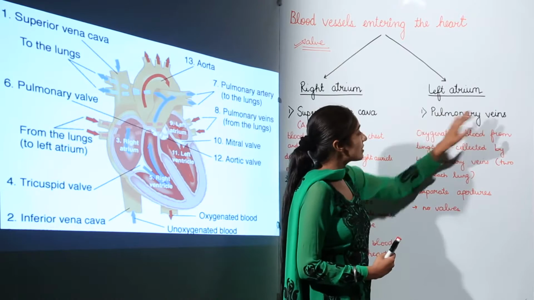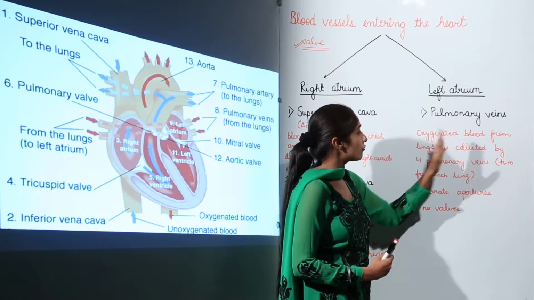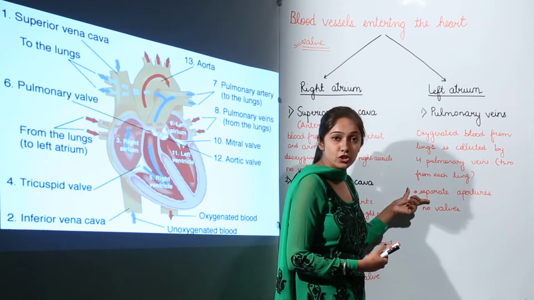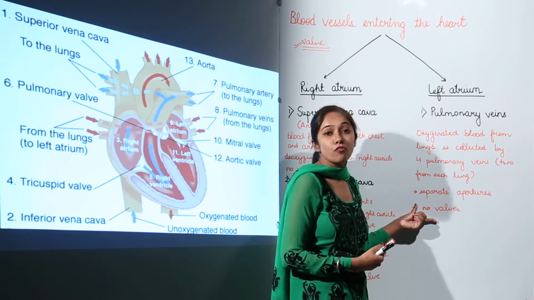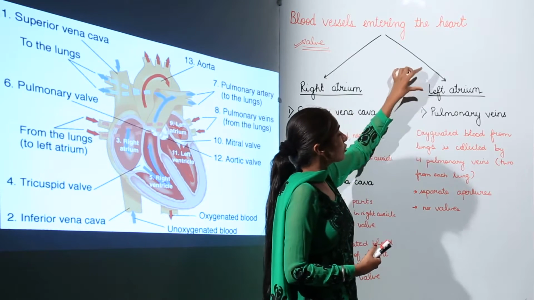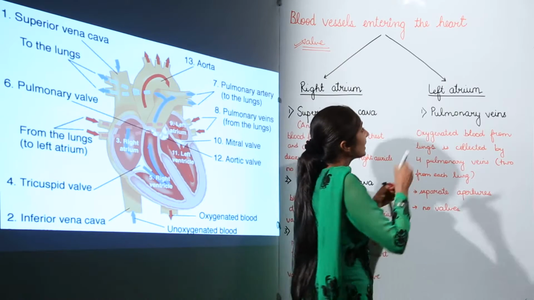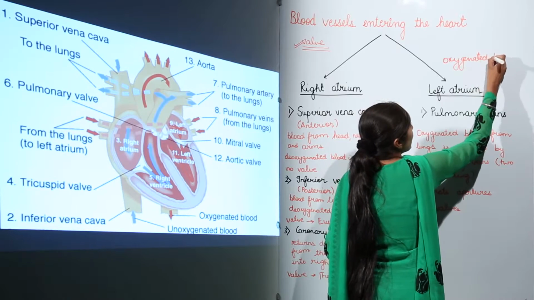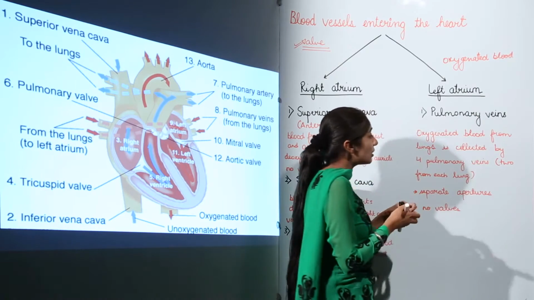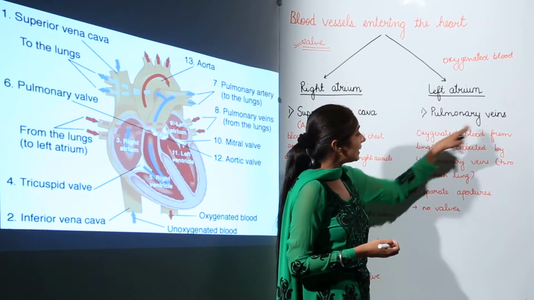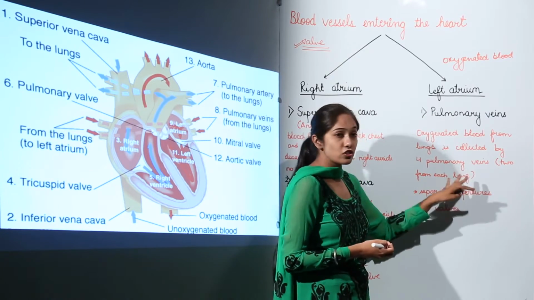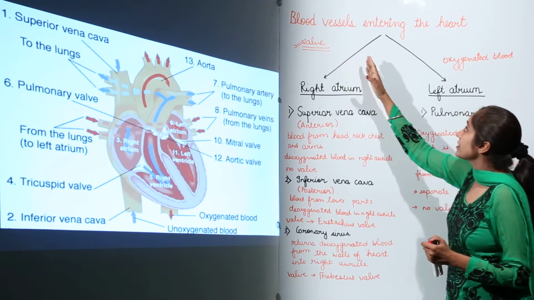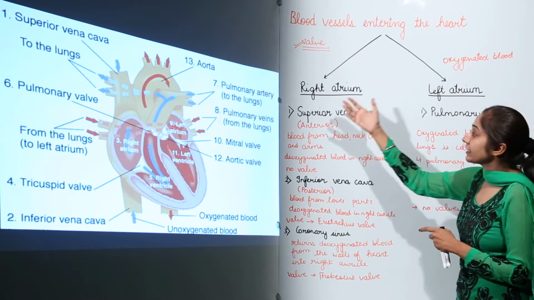So the pulmonary veins carry oxygenated blood from the lungs, two from each lung. They have separate apertures, but they have no valves, right? So remember, when we talk about the left atrium, we are always considering oxygenated blood. Oxygenated blood is always going to come from the lungs, and this is collected by these four pulmonary veins, two from each lung, and they don't have any valves. Remember this.